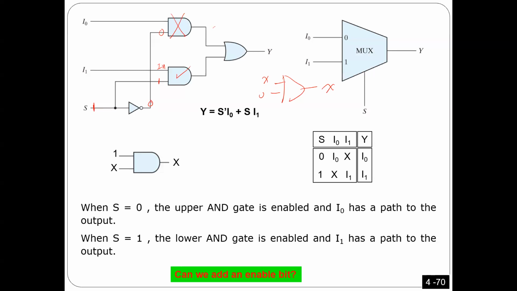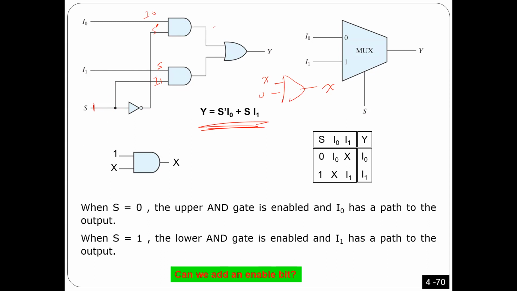So in order to design this circuit here, you have I0, here you have S prime, here you have S, and you have I1. So this is the final relation. It has to be S prime and I0, or S and I1. Any questions? This is a very simple one.